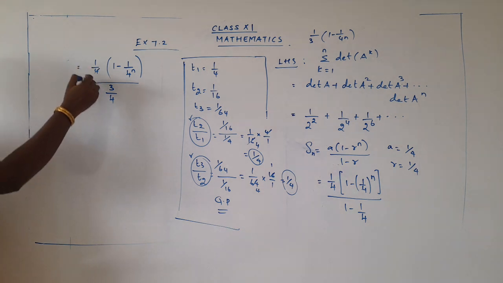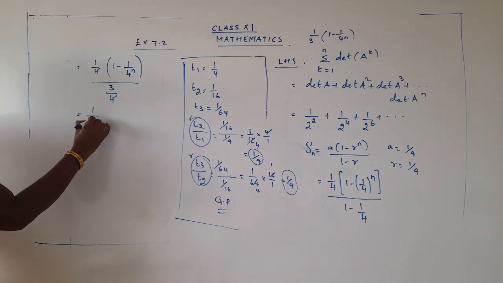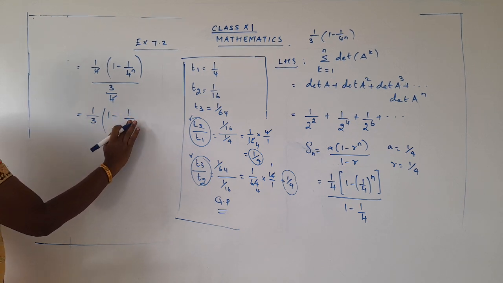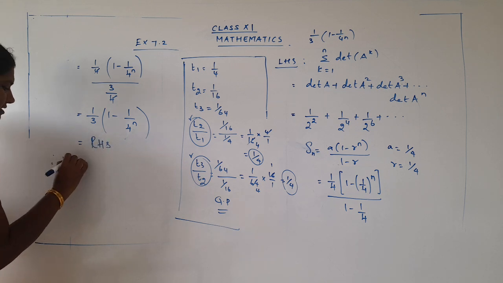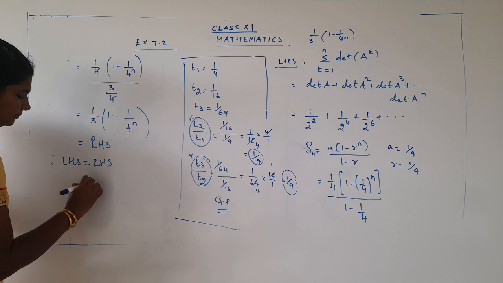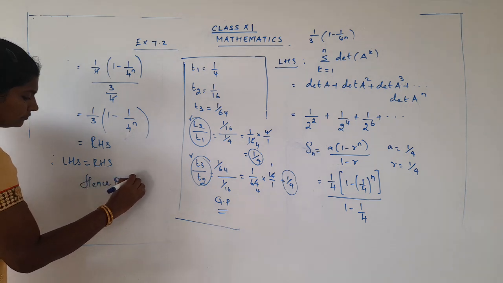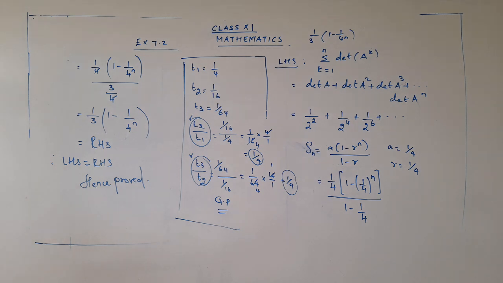So now what happens here? The 4 and the 4 get cancelled and we have 1 upon 3 into 1 minus 1 upon 4 raised to n. So this is our RHS. You can say therefore LHS is equal to RHS, hence proved. Just remember the formulas. If you know the formula, it's very easy to substitute. The sum may look lengthier and different, but when you understand the steps, it's very easy.